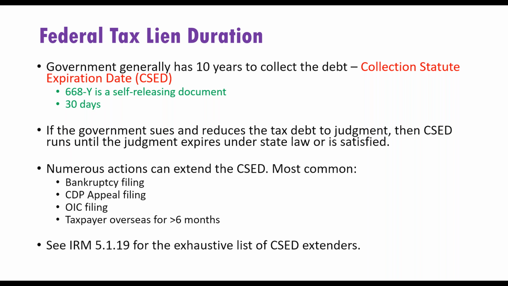Also note that there are administrative actions that can extend the 10-year period of time. For example, if you file an offer in compromise, the clock stops. If you file a CDP appeal, the clock stops. If the taxpayer files bankruptcy, the clock stops. If the taxpayer is overseas for more than 6 months, on that 183rd day or whatever it is, boom, the clock stops. There are other CSED extenders, refer to IRM 5.1.19 for the exhaustive list. But the ones that you see here on the slide, these are the predominant ones you need to be aware of.